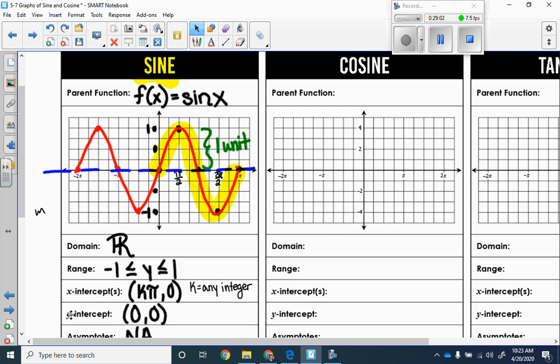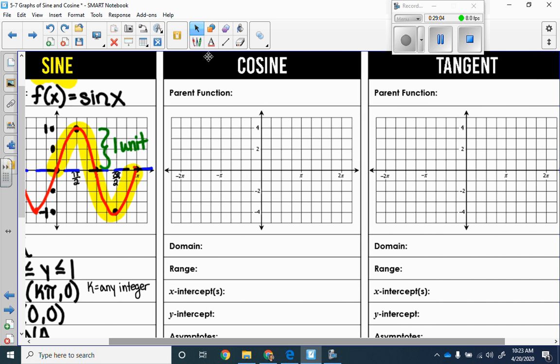So let's take a look at cosine. Here we'd be looking at f of x is equal to the cosine of x. And I'm going to, again, change this out. This is going to be positive 1, and this will be negative 1. And get rid of those guys here. Alright, so this time you're starting at positive 1.